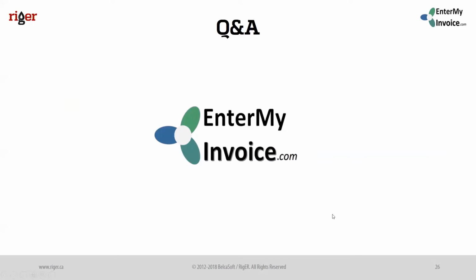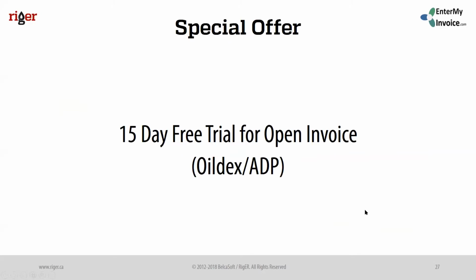That's okay. So one of the things we'd like to offer, and I think it's on the next slide here, is a 15-day trial into OpenInvoice. Oildex is the company. It's either known as OpenInvoice or ADP. Unfortunately, we can't do this on Cortex, but as it relates to OpenInvoice and ADP, we're more than happy to provide a 15-day free trial for everyone. What you should do is just reach out to the team here at RigER, and we'll work in conjunction with one another to get this going as well.